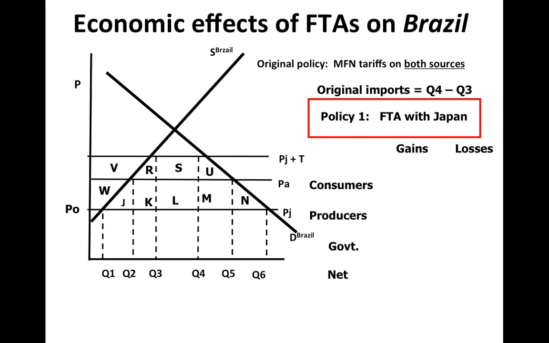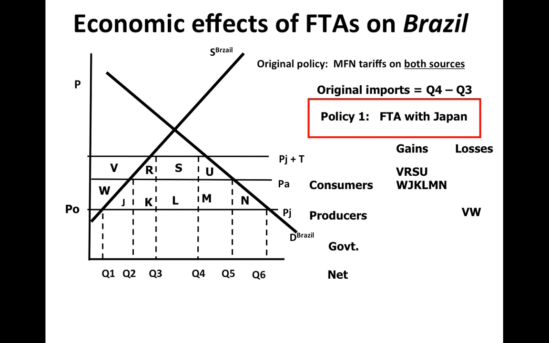What we'll see here is that the relevant price is now PJ. So you've maintained the tariff on the Argentinians. You've only removed it on the Japanese. And so what you're going to get is an increase in consumer surplus equal to the difference in the prices over to the demand curve. It's that entire area, VRSU, WJKLMN, so it's a lot of letters, but it's really just the standard analysis.